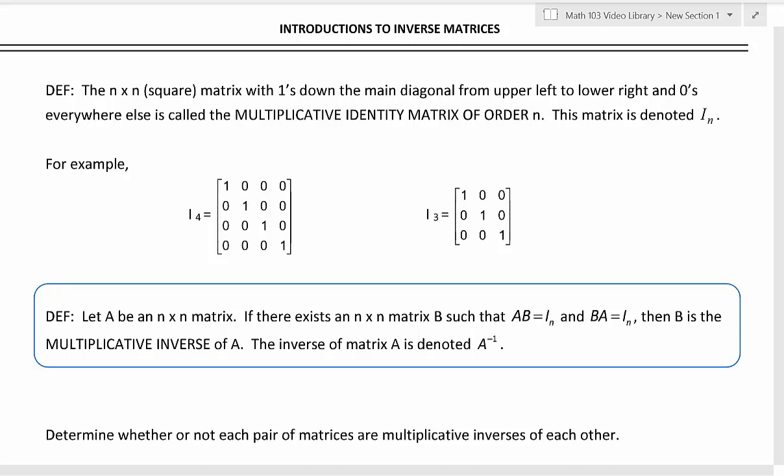So here we have some examples of what identity matrices look like. There is the identity matrix of dimension 4 and the identity matrix of dimension 3.